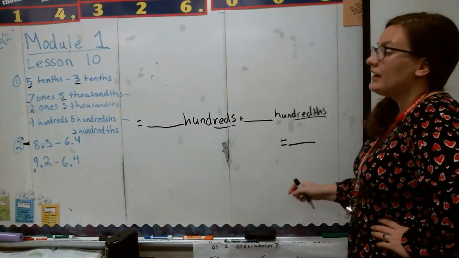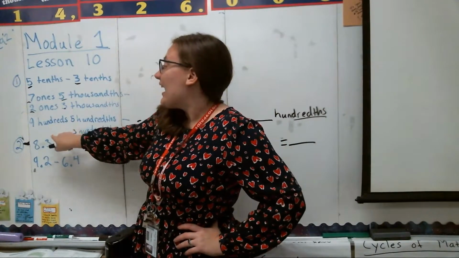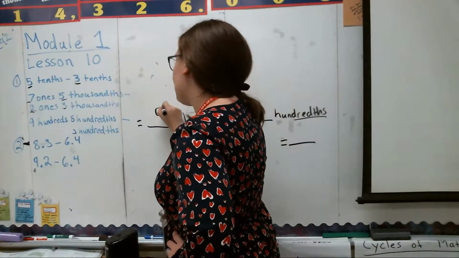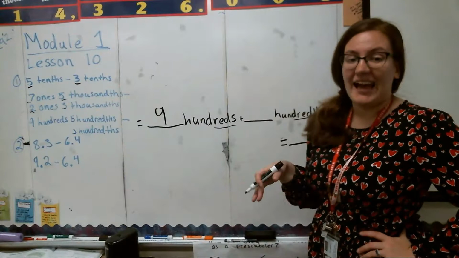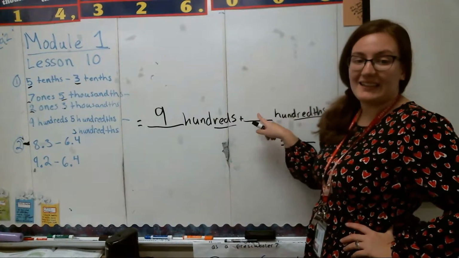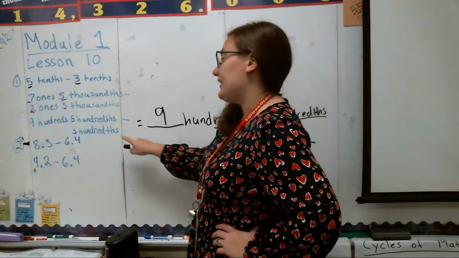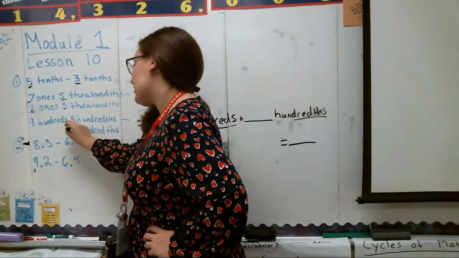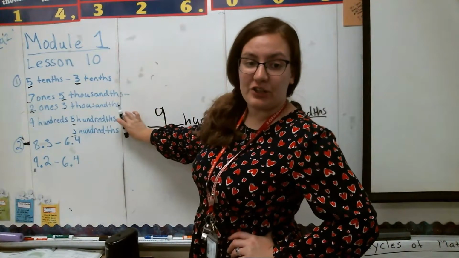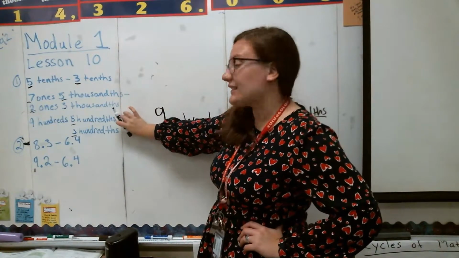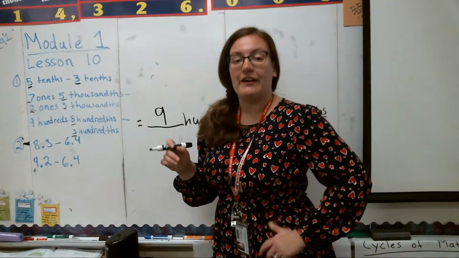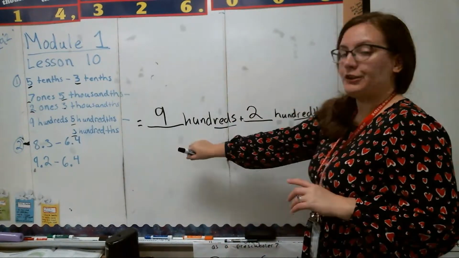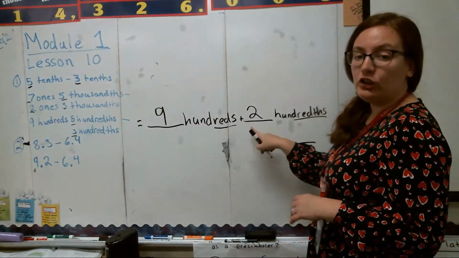So since I have 900s, and I'm not subtracting any other hundreds right now, I'm going to leave this as 900s because I'm not subtracting anything else. But my hundredths, that's where it gets a little bit different. In this problem, I have 5 hundredths minus 3 hundredths. Since they both have the same units, hundredths, I can subtract them. So I have 5 minus 3, which gives me 2. So I am left with 9 hundreds and 2 hundredths.